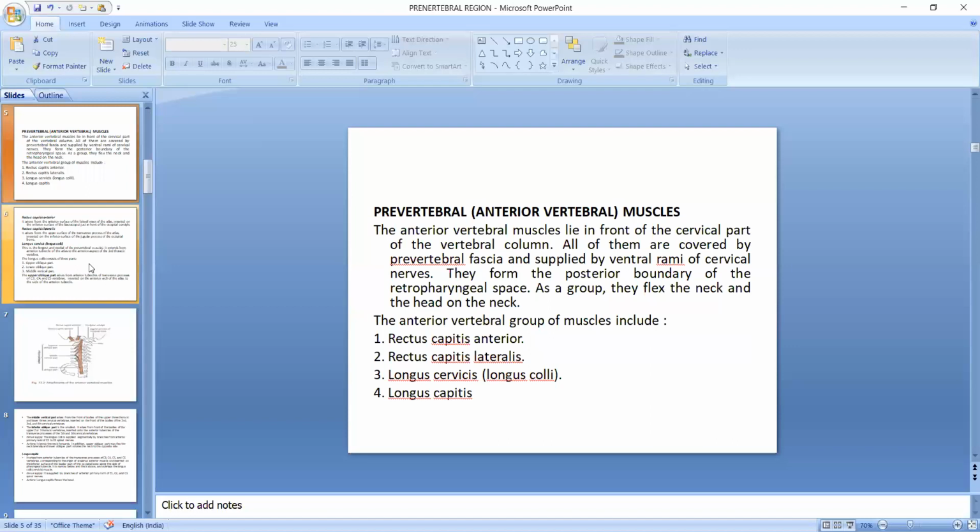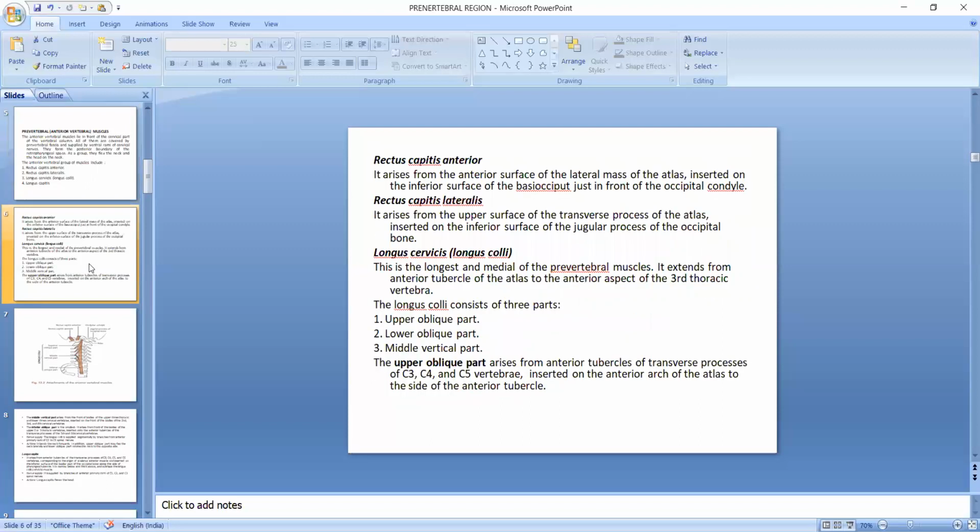Prevertebral muscles. The anterior vertebral muscles lie in front of the cervical part of the vertebral column. All of them are covered by prevertebral fascia and supplied by ventral rami of cervical nerves. They form the posterior boundary of the retropharyngeal space as a group. They flex the neck and the head. Anterior vertebral group of muscle includes rectus capitis anterior, rectus capitis lateralis, longus cervicis and longus capitis.